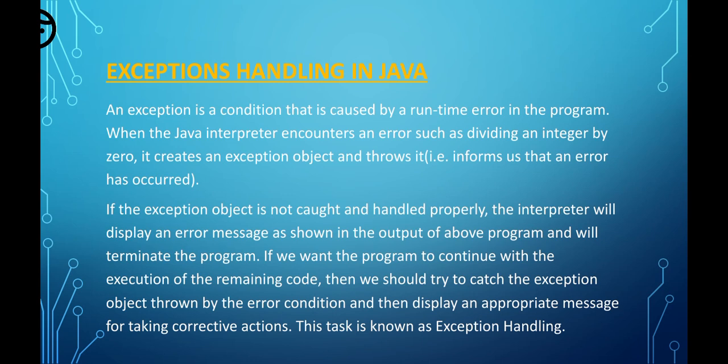If the exception object is not caught and handled properly, the interpreter will display an error message, as shown in the output of the program, and will terminate the program. So if we are not able to handle the exception well, it terminates the program. This is why we need exception handling in Java. I think you all got to know what an exception is. An exception is nothing but a runtime error.